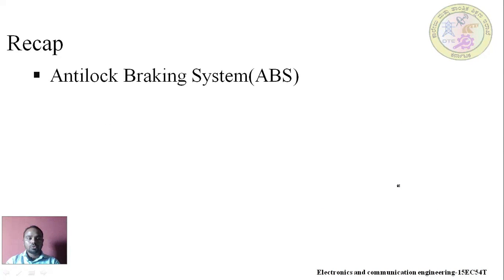Before going into this session, I would like to make a simple recap or revision of the previous session. In the last session, we discussed the anti-lock braking system. The anti-lock braking system is one of the safety systems. Before going into it, we must understand the conventional braking system. The braking system is a part of the safety system. When a driver wants to stop a vehicle, he uses the brake or braking system.